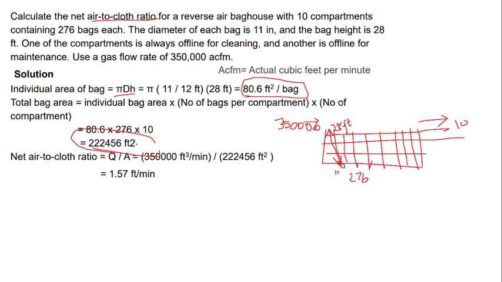Since we know the total area, now we can easily calculate the air to cloth ratio. The air to cloth ratio is obtained by Q divided by A. Q is already given as 350,000 cubic feet per minute. To calculate the area, we multiply the individual area of the bag by the number of bags and the number of compartments. So it is 222,456 square feet. If we divide this, you will obtain the net air to cloth ratio as 1.57 feet per minute. So this is the answer.